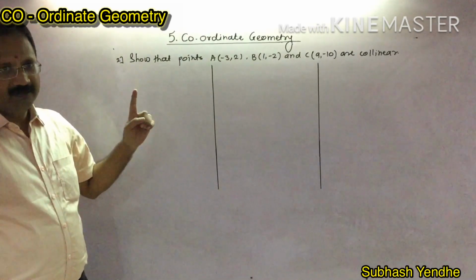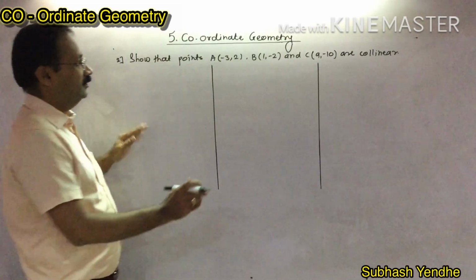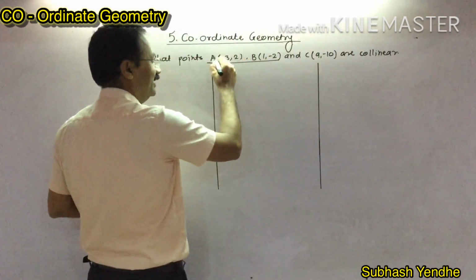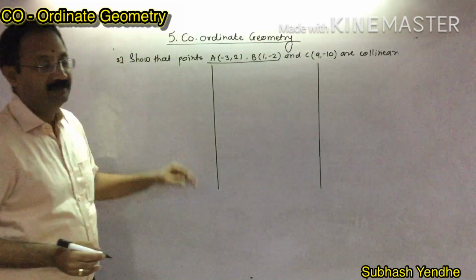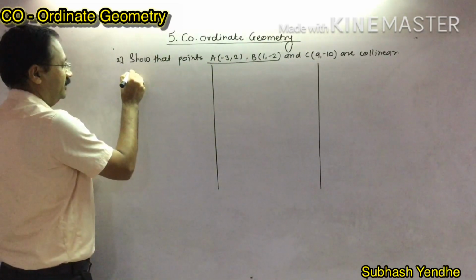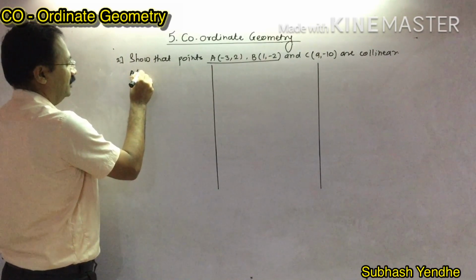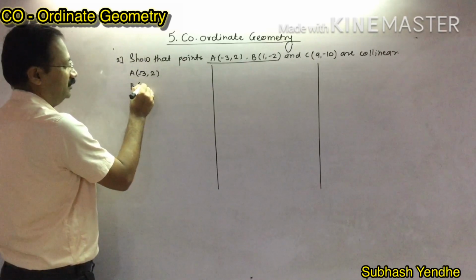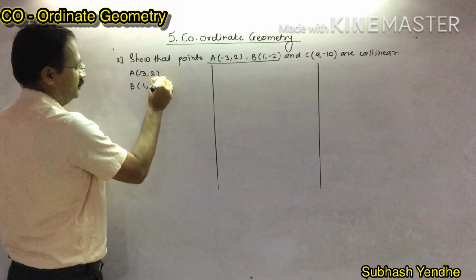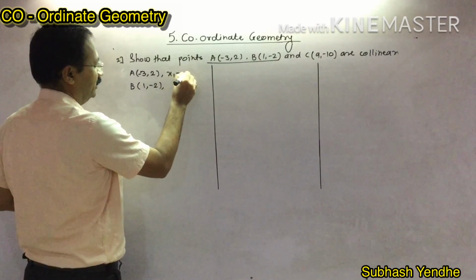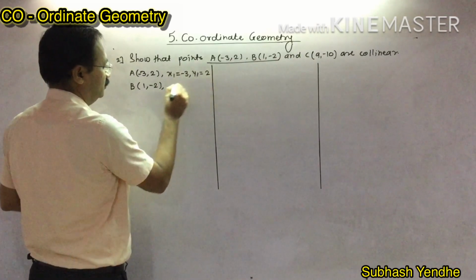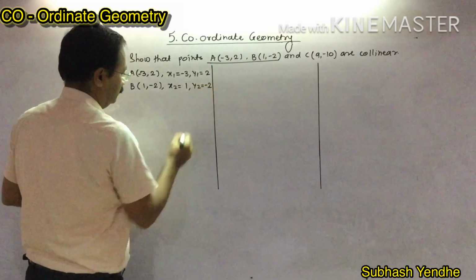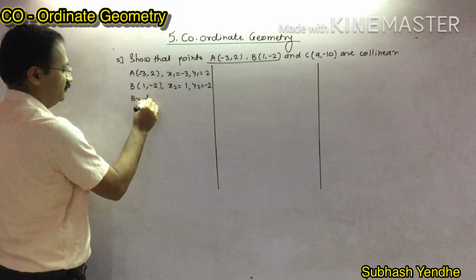Let's see the second use of the distance formula, to show the points are collinear. I told you that first you have to find out the distance between AB, then BC, then AC. Means you have to solve it 3 times. First write down A's coordinates are minus 3 and 2. B's coordinates are 1 and minus 2. So here you have to write x1 equals minus 3, y1 equals 2, x2 equals 1 and y2 equals minus 2, by the distance formula.